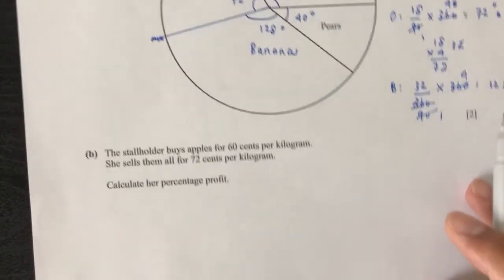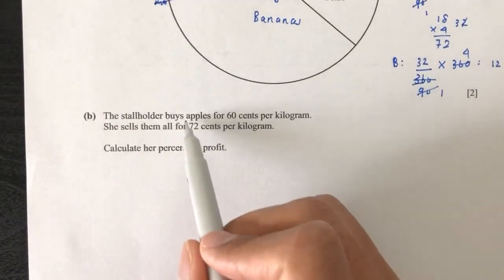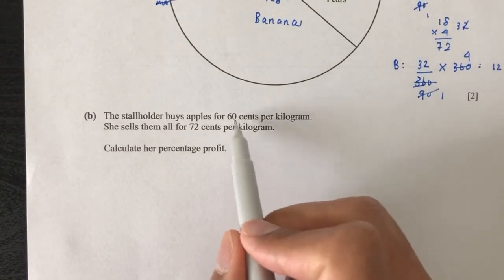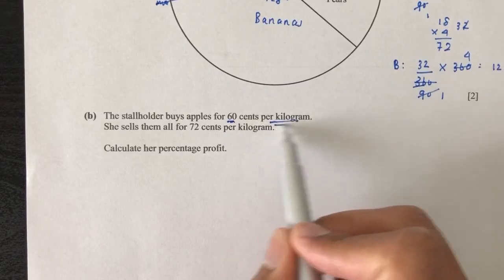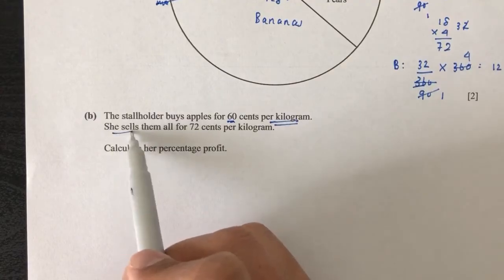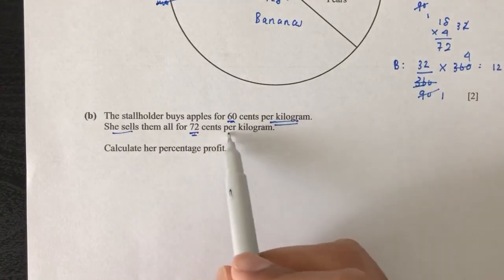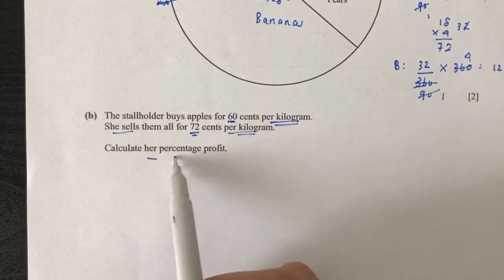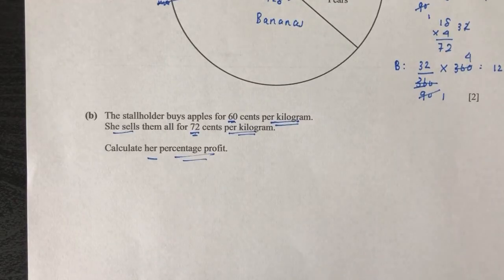Okay, moving on to part B. The stall owner buys apples for 50 cents per kilogram. She sells them for 72 cents per kilogram. Calculate her percentage profit.